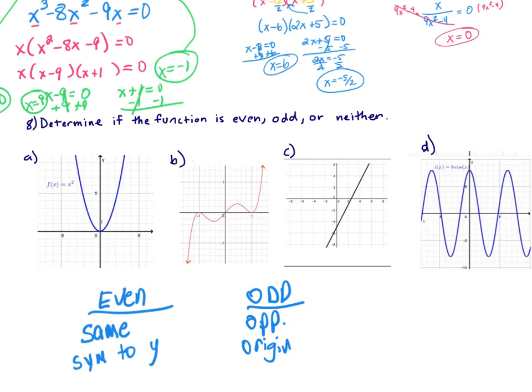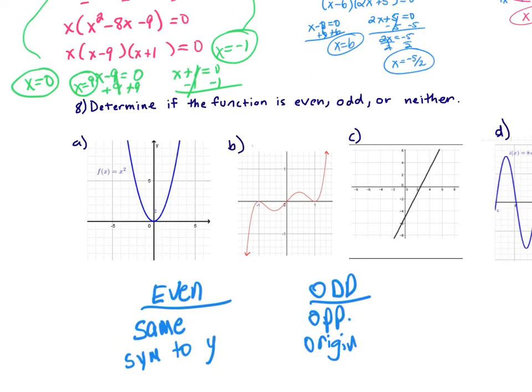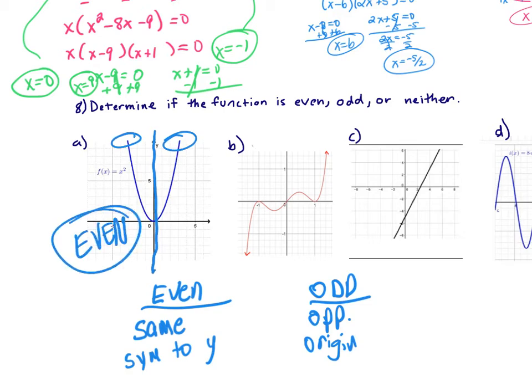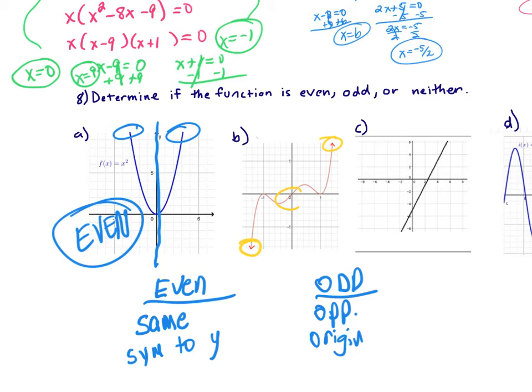So let's look at A. First thing you look at is the arrows. Are they in the same direction or opposite direction? Same, okay? So it might be even. Does y cut this in half evenly? Yes. So this is even. All right, let's look at the next one. Look at the arrows. They're in opposite directions, so this one might be odd. The other thing we have to check: does it go through the origin? So it's odd.